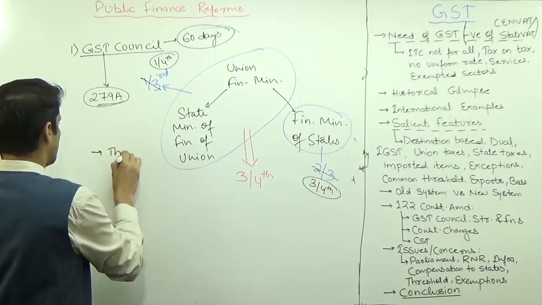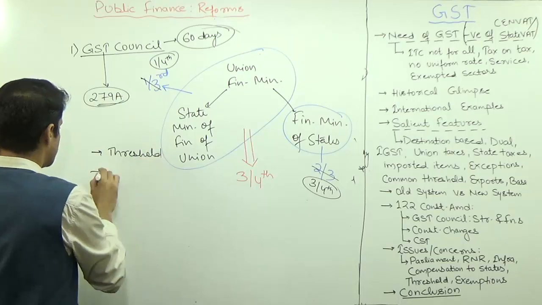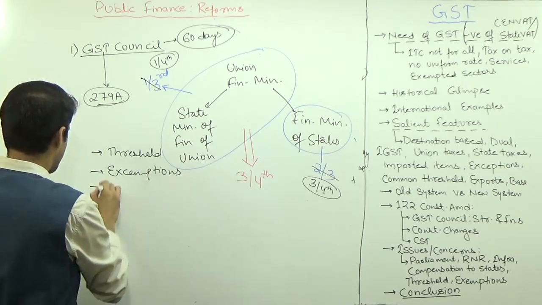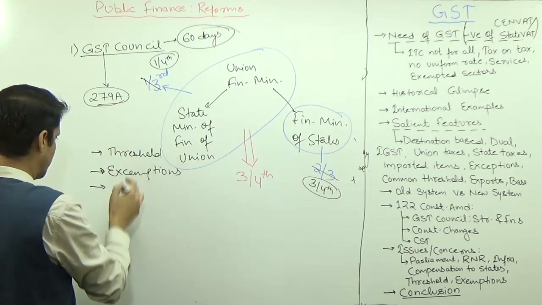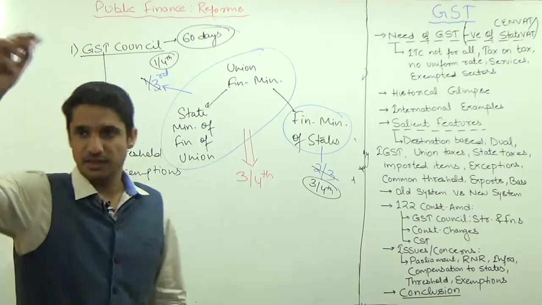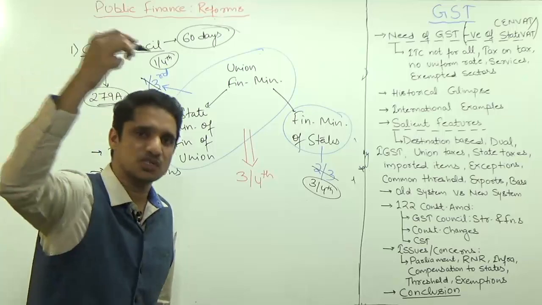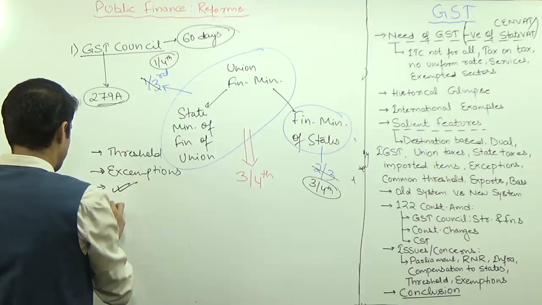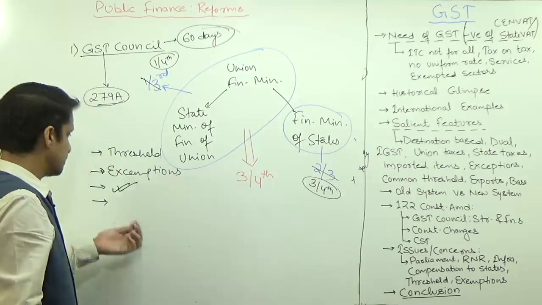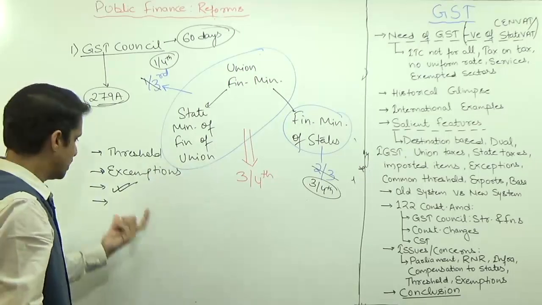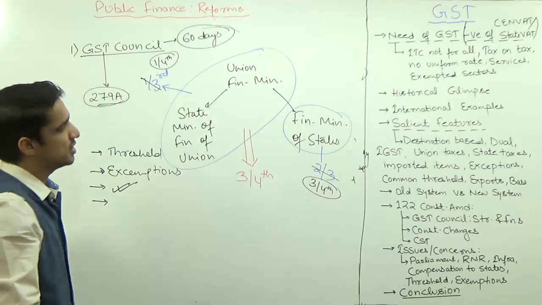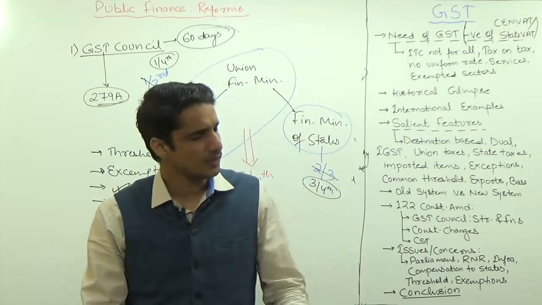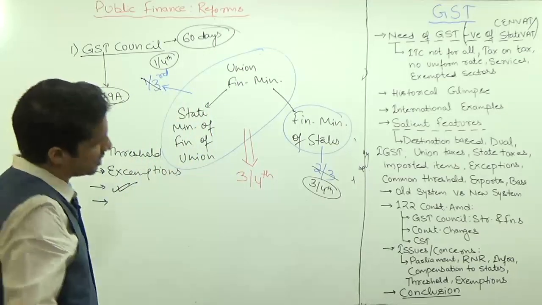They will decide the value of the threshold. They will decide the exemptions. They will decide what special incentive should be given to the special category states, that is the 7 Northeast states plus Sikkim plus Jammu and Kashmir, HP and Uttarakhand. So to all these states, they will give some incentives. Suppose some disaster comes. So if some disaster comes, what should be the value of CGST, SGST and all? In a contingency situation, this GST Council will decide how to increase or decrease the value of CGST and SGST.